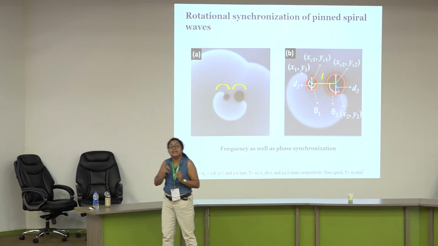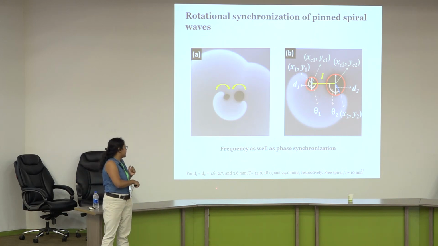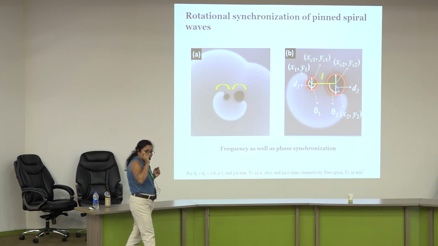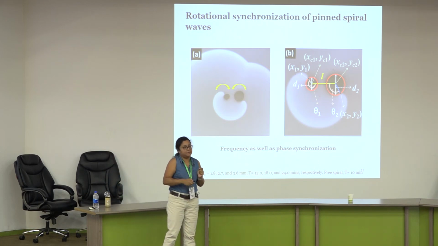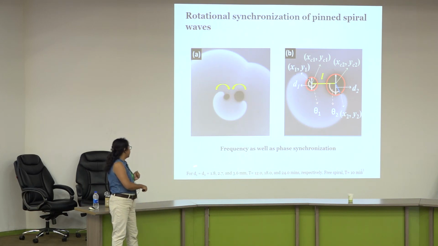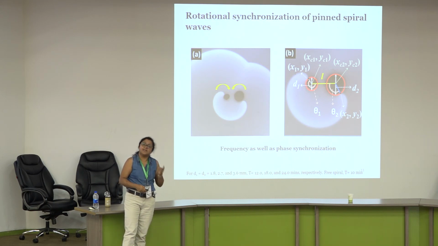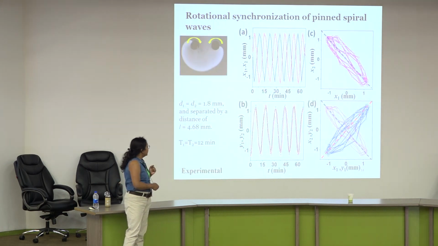Another thing is, depending on the size, the diameter or radius of these pinning obstacles, we can actually control frequencies or time periods. For example, a free spiral has a time period of 10 minutes in this particular geometry or recipe. With a pin size of 1.8 millimeter, the time period becomes 12 minutes. 2.7 millimeters gives us an 18 minute time period, and 3.6 millimeters gives us 24 minutes. So we can do two things: we control the speeds, as well as fix them at a point. So, let us see what happens.